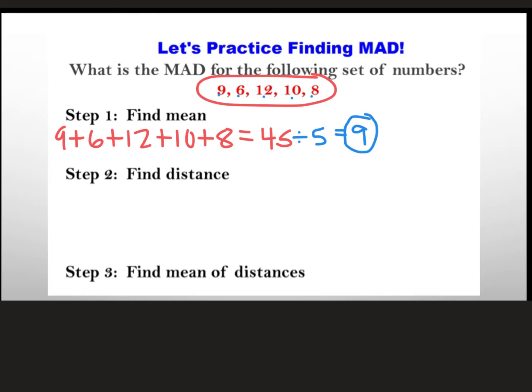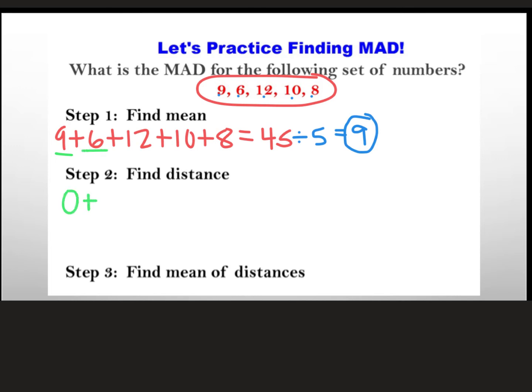Step 2, find the distance. So what that means is we need to find the distance from the mean, which we just figured out was 9, and each of the data points. So we'll look at our first data piece right here, which was the number 9, and we're comparing it to the mean. Well, on a number line, 9 is 0 units away from 9, so we'll put a 0.